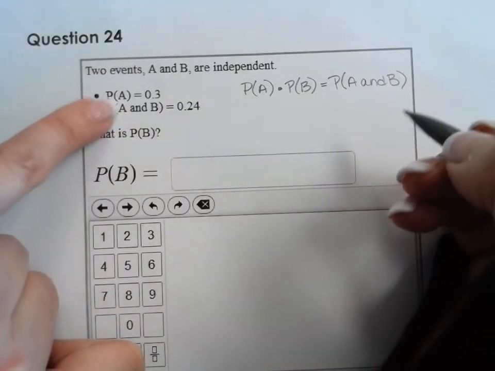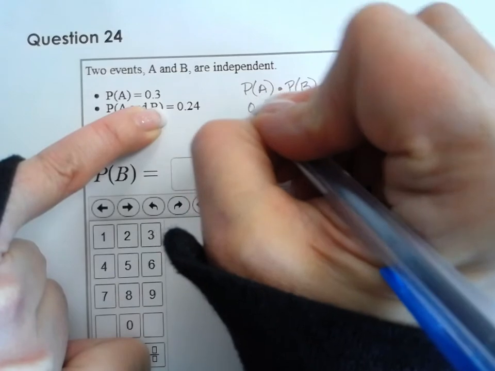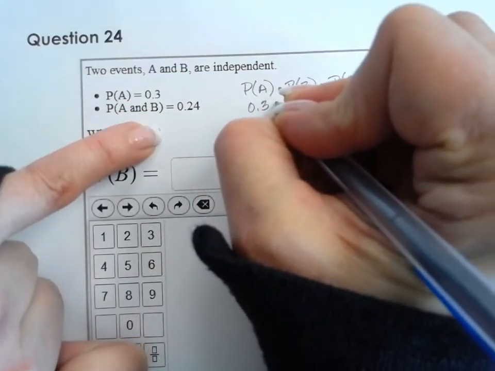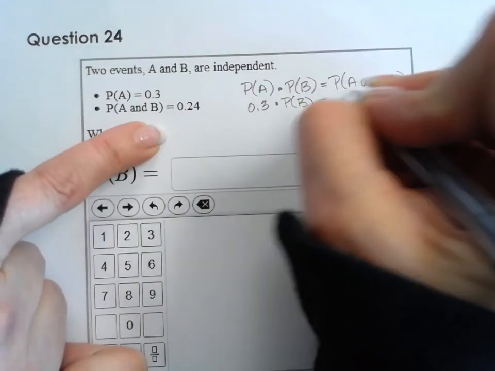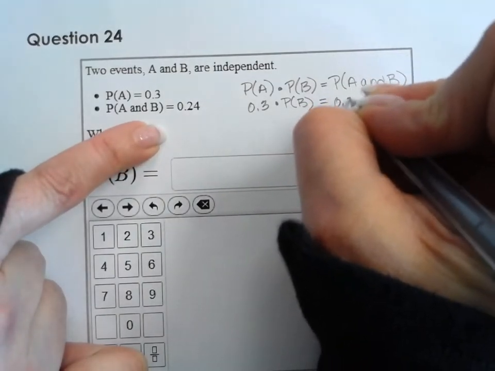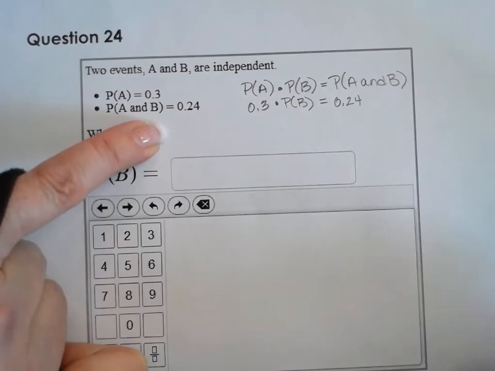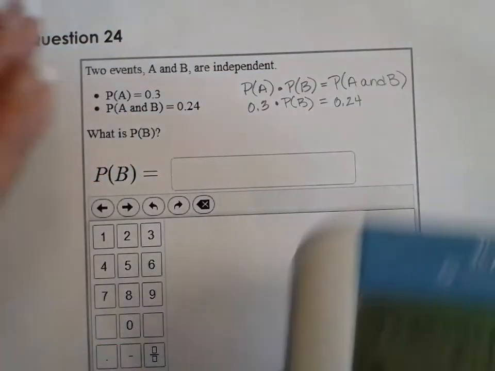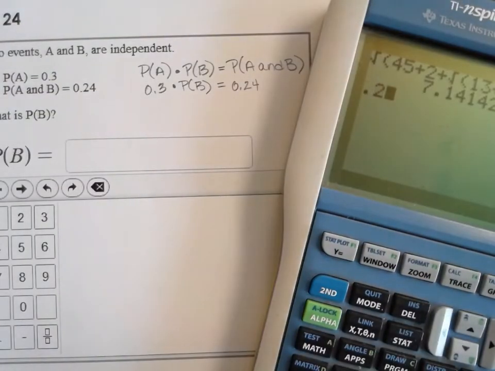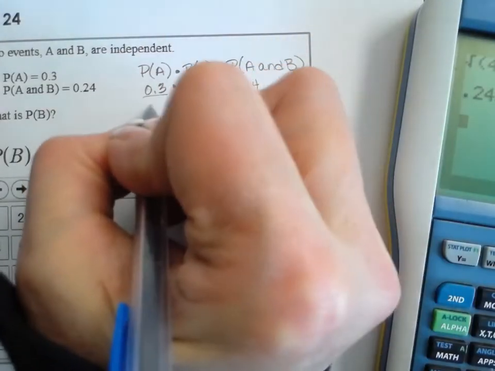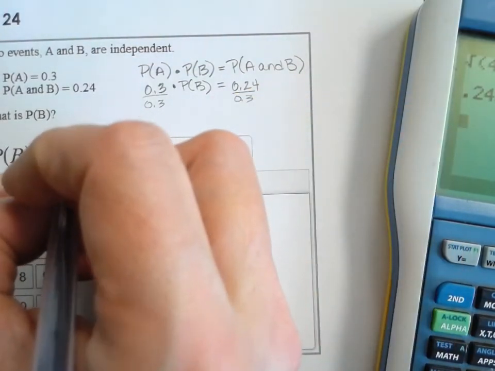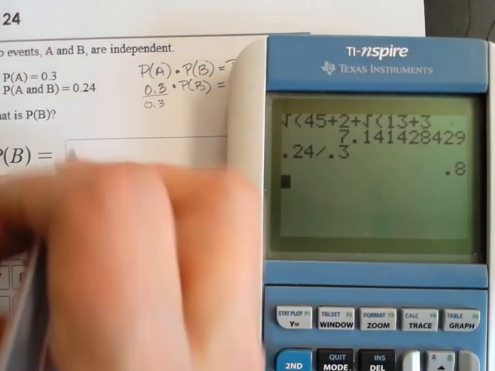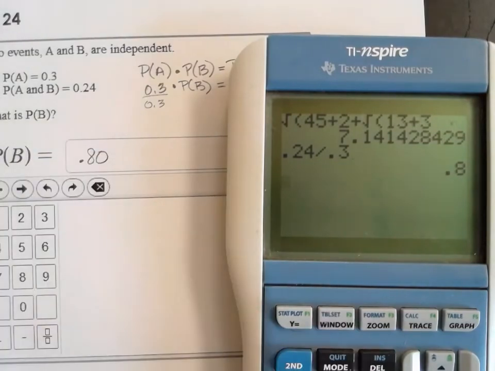So let's plug and chug what we know. If 0.3 is A, and I'm looking for the probability of B, and A and B is equal to 0.24, I can just divide 0.24 divided by 0.3, and the probability of B is equal then to 0.80.